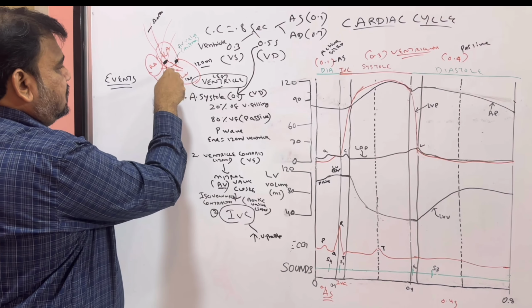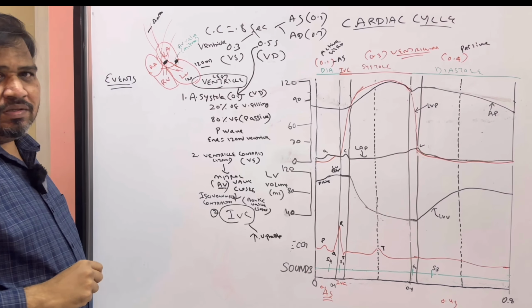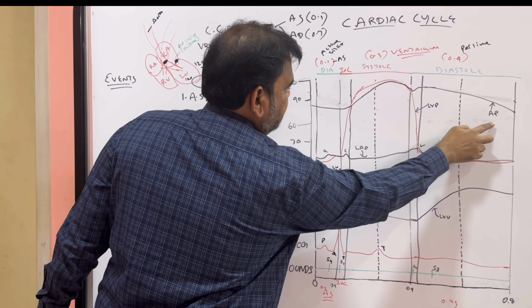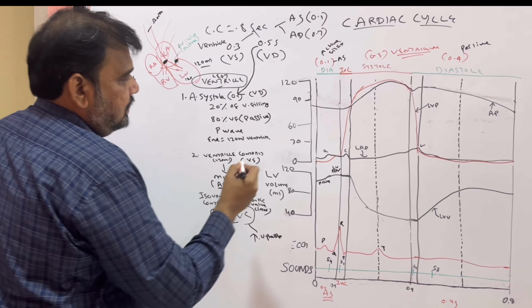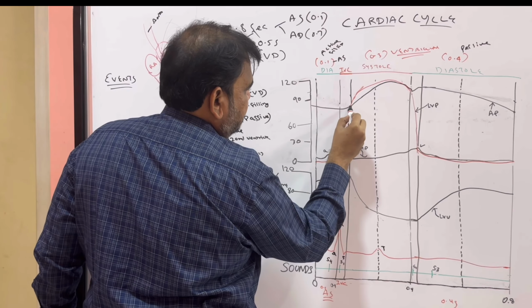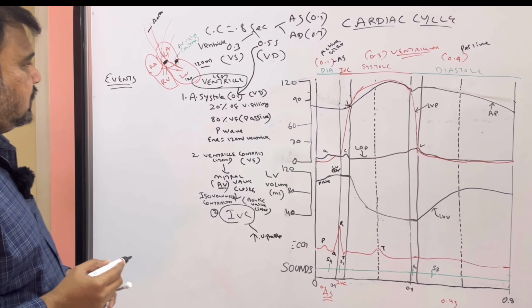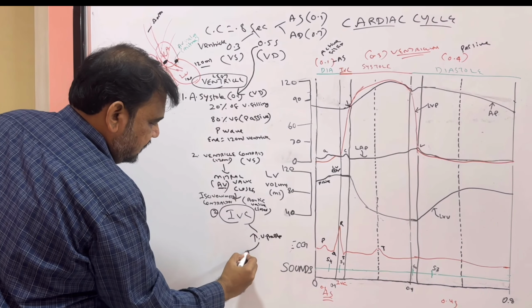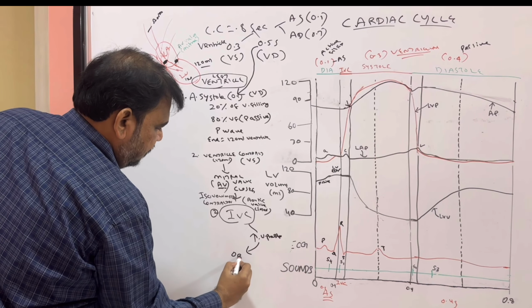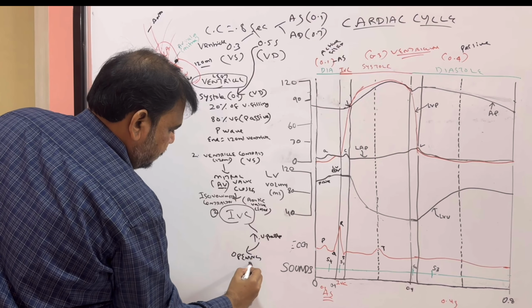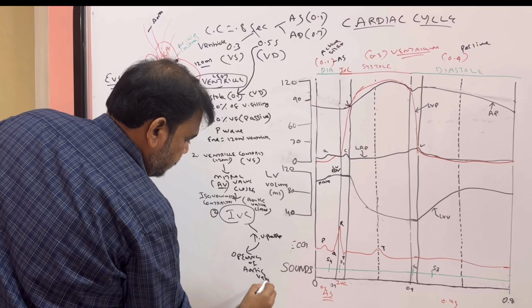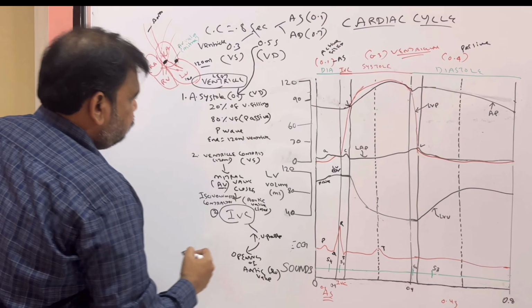Now during this ventricular systole, what will happen to the aortic pressure, the pressure in the aorta? Aortic pressure is also increased. This AP is aortic pressure, and it is also coming to around 80. As the ventricular pressure increases, there is opening of the semilunar valve, or aortic valve. So note it down, there is opening of aortic valve.